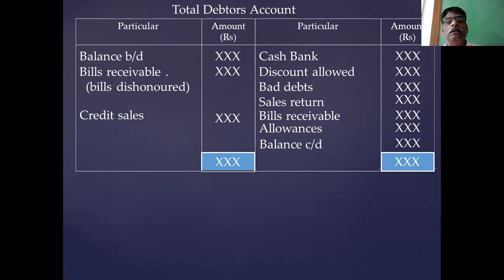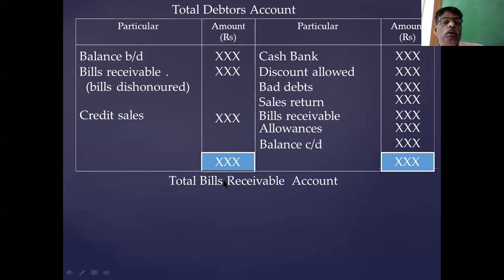If the difference arises on the credit side, it may be closing balance. If closing balance is there, then it is cash or bank. And if the difference is on the debit side, it is credit sale. The difference is called credit sale. If credit sale is given in the problem, then it is opening balance. Okay.